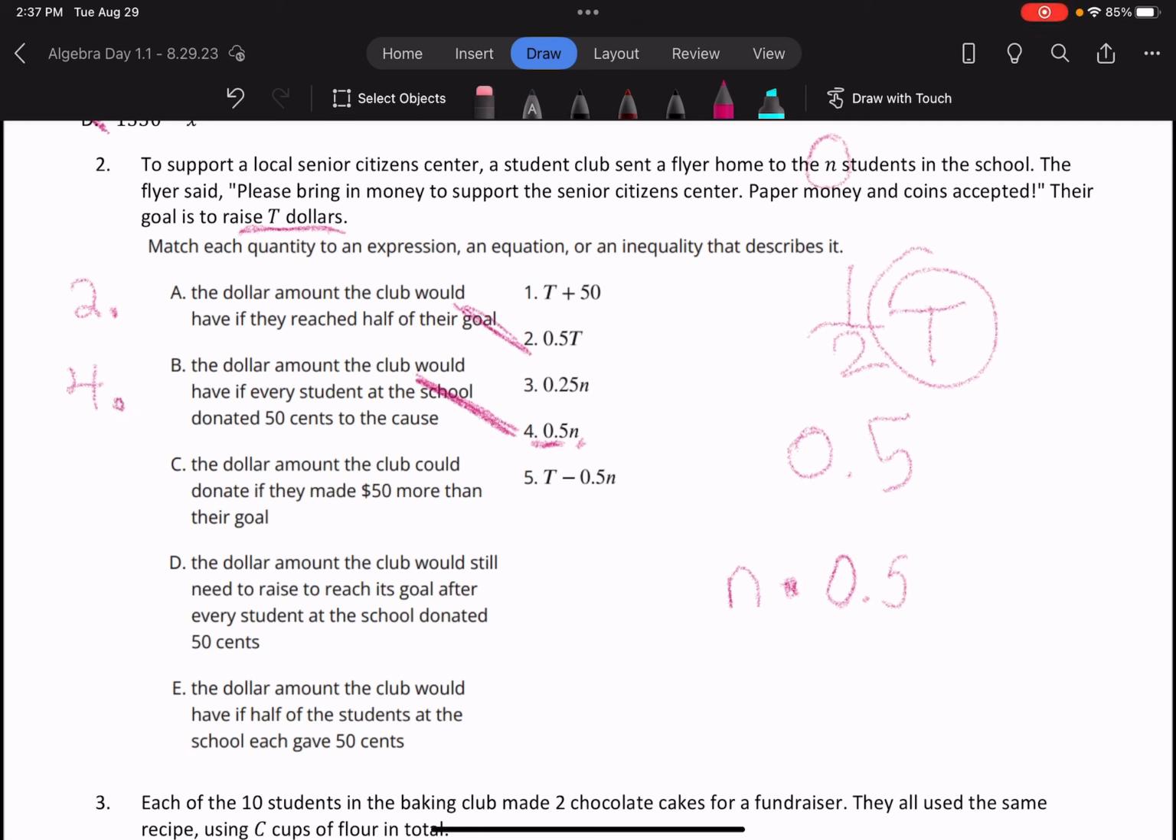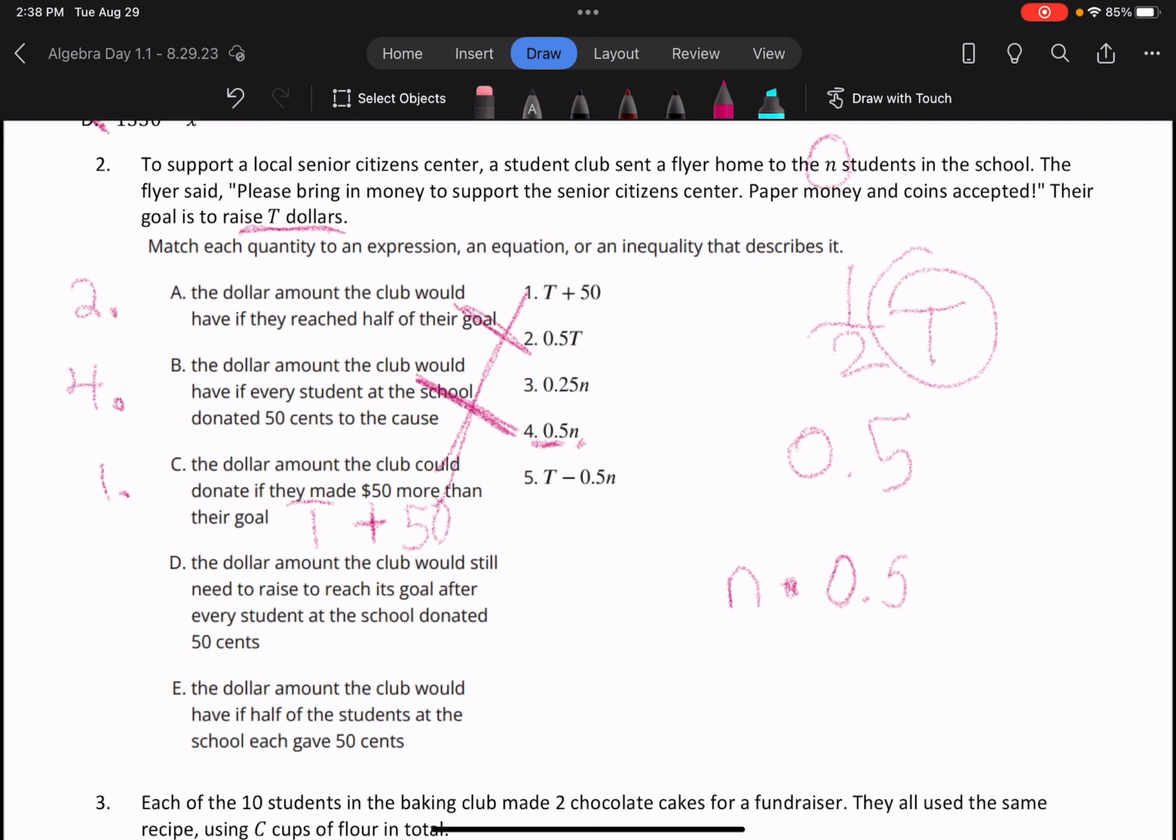Letter C says the dollar amount the club could donate if they made $50 more than their goal. All right, so their goal is T. If they make an additional 50, we're just adding 50 here, right? It doesn't say 50 each or anything like that. It says 50 more than the goal, so that matches nicely to number 1. All right, the last two I'm going to leave to you doing completely on your own since I just modeled the first 3 for you.